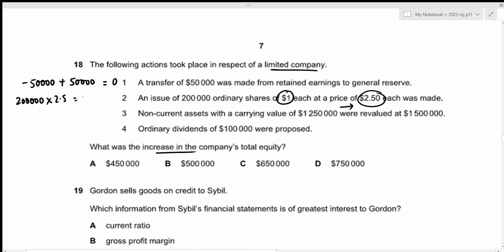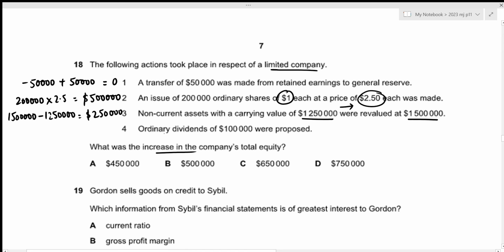This results in the value of 500,000. Then for the third one, we have non-current assets with a carrying value of 1,250,000 that were revalued at 1,500,000. So this is a revaluation upwards, which will definitely lead to an increase in the company's total equity. So that will be by 1,500,000 minus 1,250,000, which results in the value of 250,000.